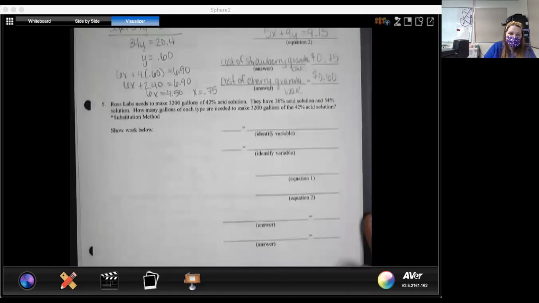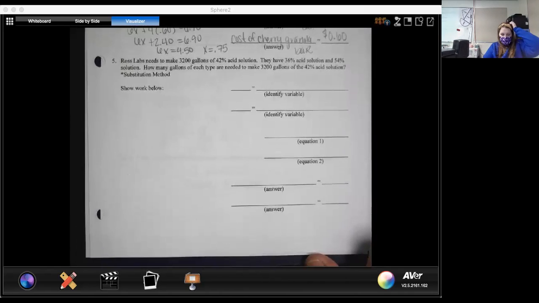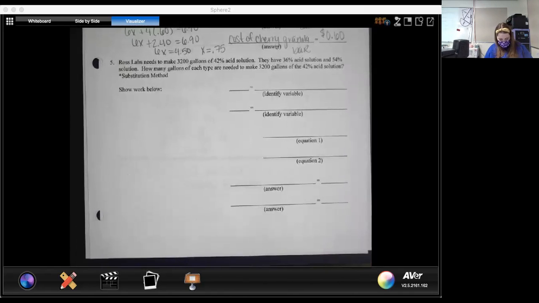All right, number 5. Ross Labs needs to make 3,200 gallons of a 42% acid solution. They have a 36% acid solution and a 54% solution. How many gallons of each type are needed to make 3,200 gallons of 42% acid solution?